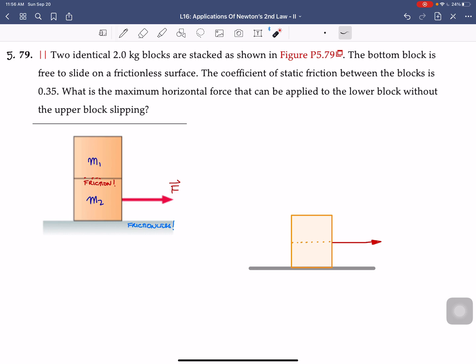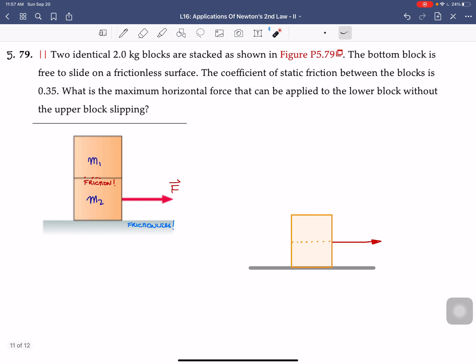Okay, so in other words, if you pull this really slowly or exert a smaller force, then you can get these two objects to move together. But if you exert a really large force here, what's going to happen is M2 is going to slide from underneath M1. So the question being asked is, what is this maximum force that you can exert and still get both M1 and M2 to move together or accelerate together?